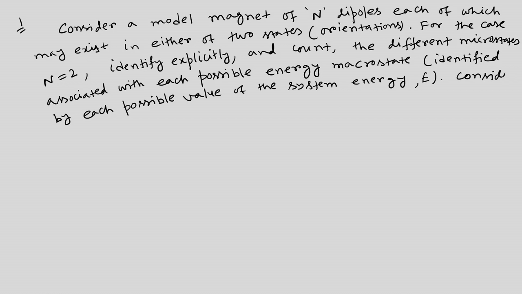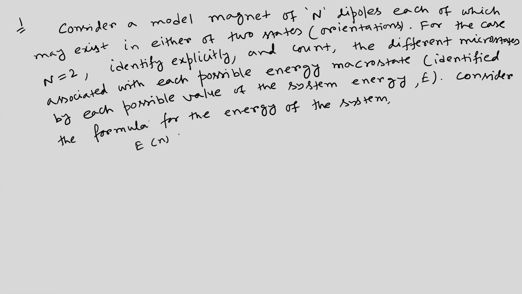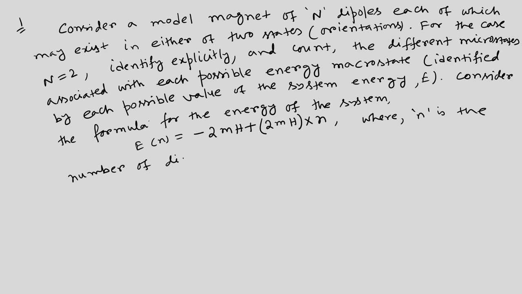Consider the formula for the energy of the system. En is minus 2 mh plus 2 mh times n, where n is the number of dipoles in the excited state.